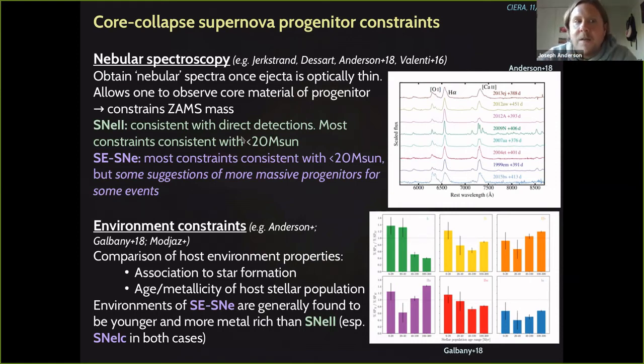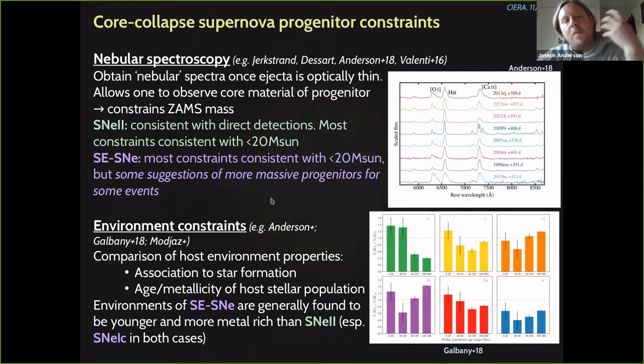So again, the type II supernovae are consistent through this nebular spectroscopy, with most being consistent with progenitors of less than 20 solar masses. For stripped envelope supernovae, most constraints are also consistent with less than 20 solar masses, but again there's some room for specific cases, and also most likely some of the type Ic supernovae possibly coming from more massive progenitors. Finally, although this doesn't include all the different constraints on these two slides, environment constraints.